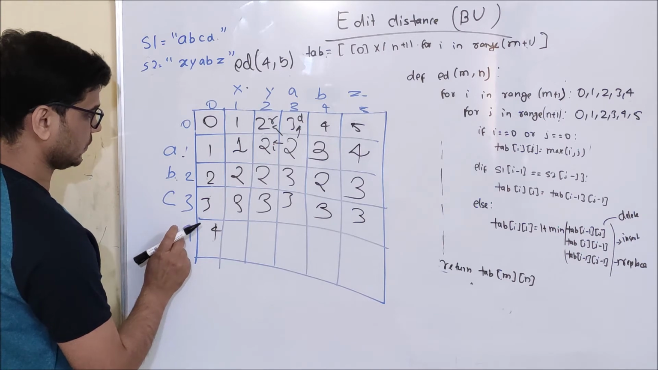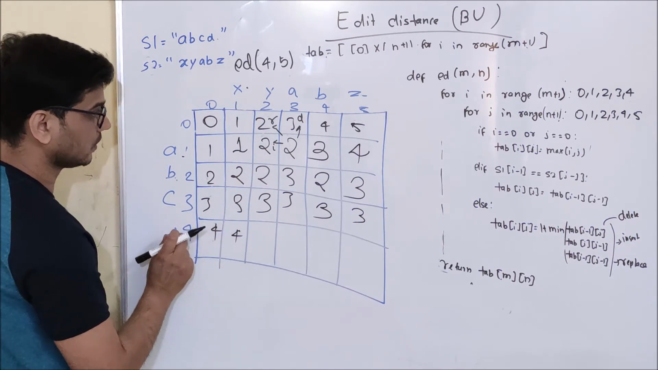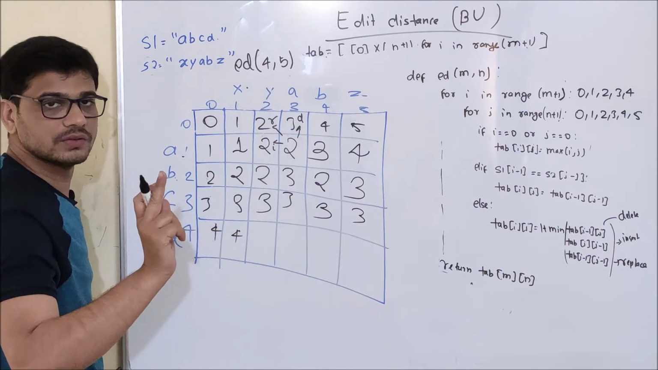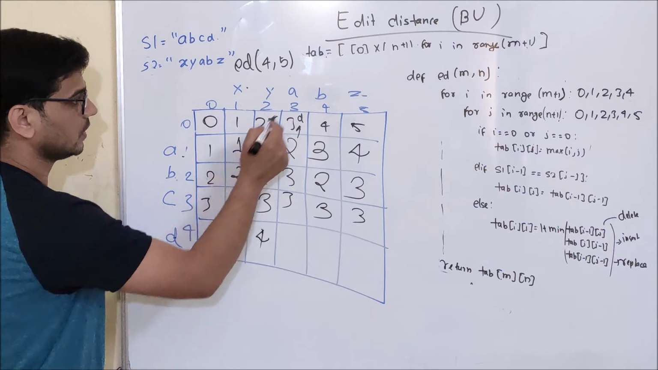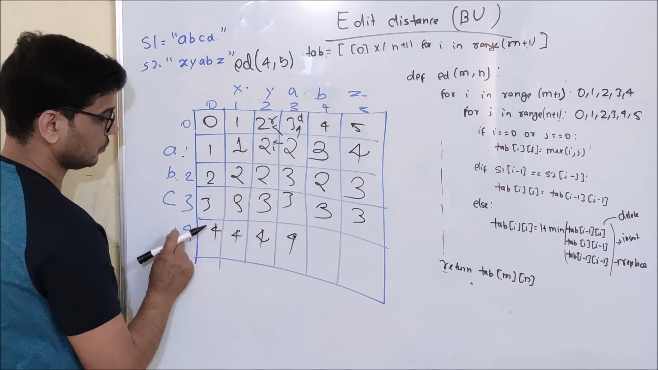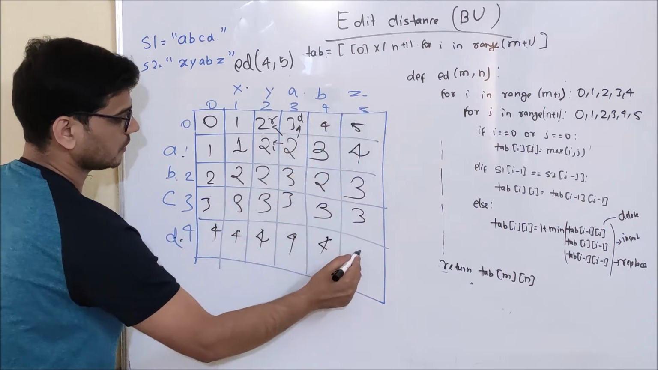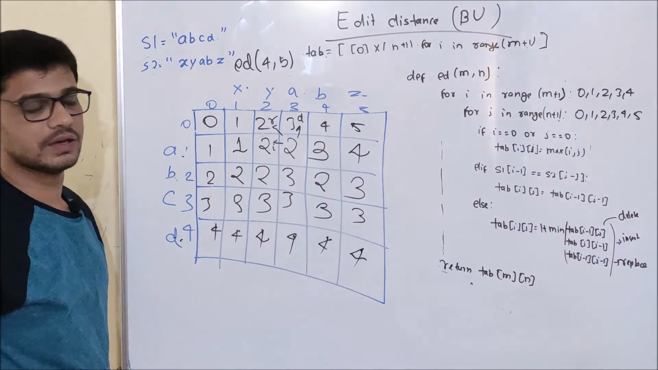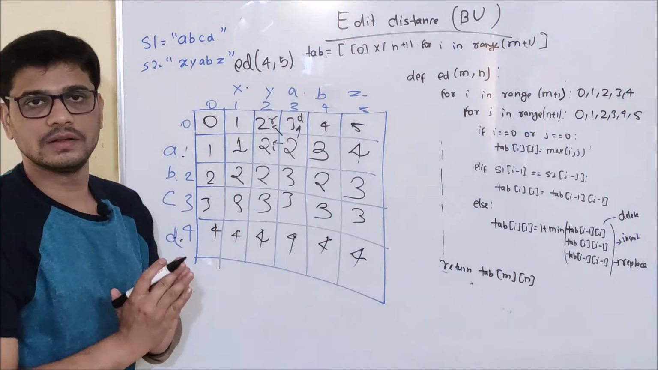Okay, now see this thing, DX not matching, so 4. DY not matching, so it will also be 4. Minimum plus 1. DA not matching, 4. DB not matching, 4. DZ not matching, 4. Okay, minimum plus 1. So this is how this table will be filled.